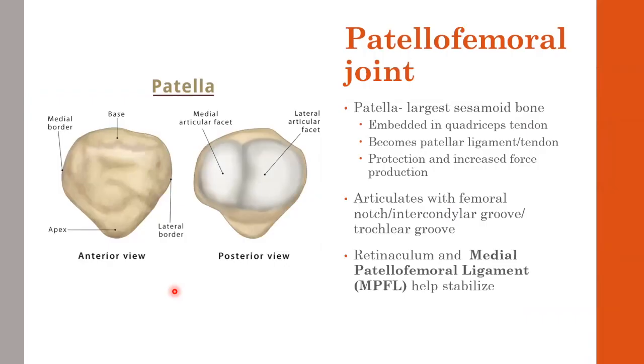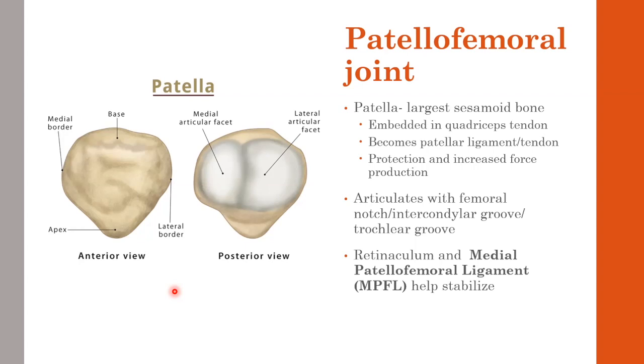Next, we have our patellofemoral joint. Our patella is the largest sesamoid bone and is embedded in the quadriceps tendon. This is also referred to as our kneecap, and its main function is, one, to protect the anterior aspect of the knee joint. You'll notice that we have critical ligaments that help stabilize the joint intrinsically.